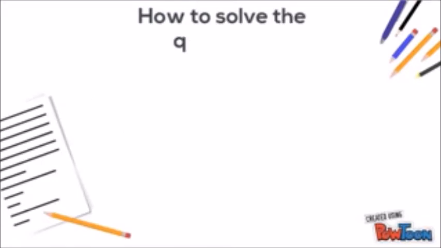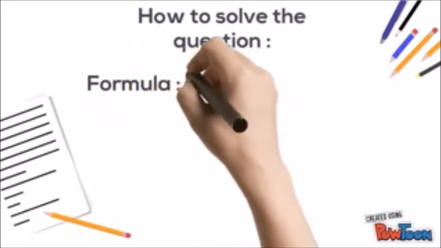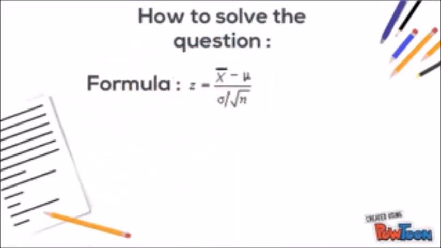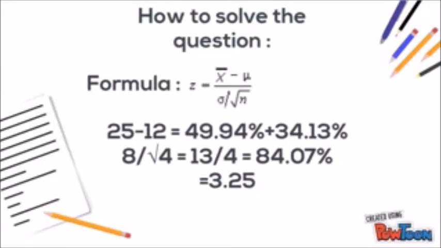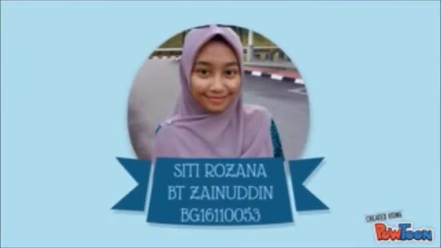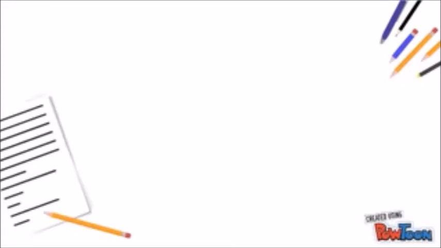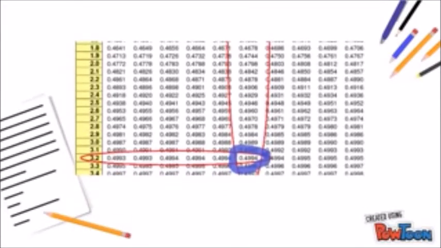we should substitute into the formula for finding probability. The formula is z equals x bar minus mean, over standard deviation divided by the square root of n. Substitute: 25 kg minus 12 kg over 8 kg divided by the square root of 4. In order to find the z value, we need to refer to the z table, and the answer is 3.25. At the z table, look at row 3.2 and column 0.05 to find the z value. So the value here is 49.94%.